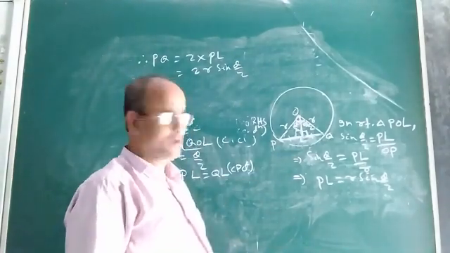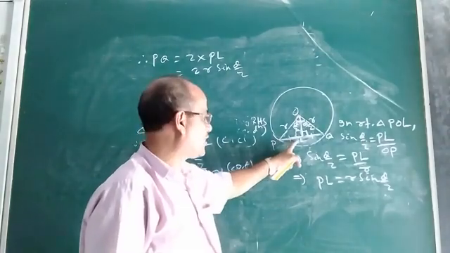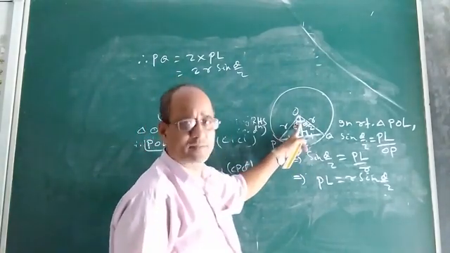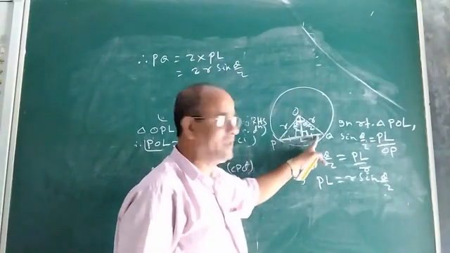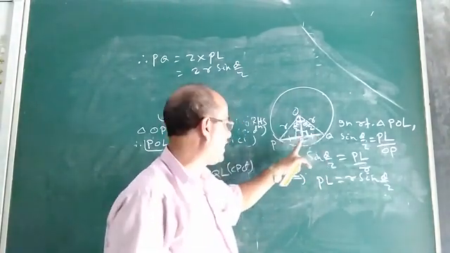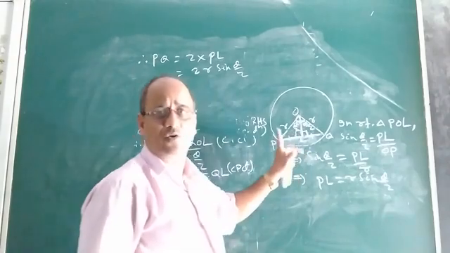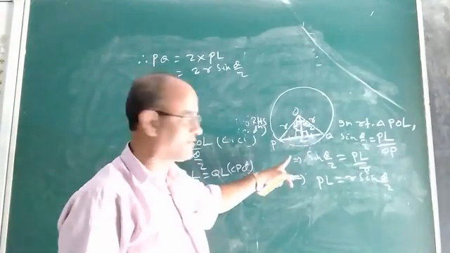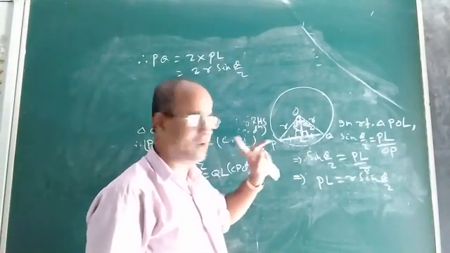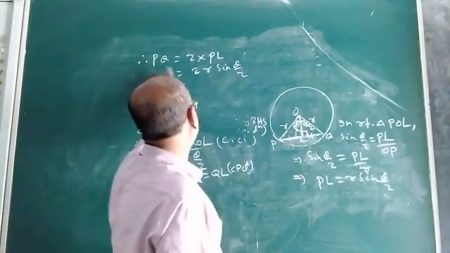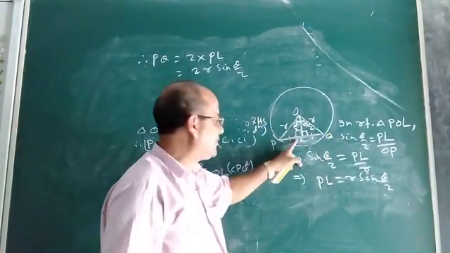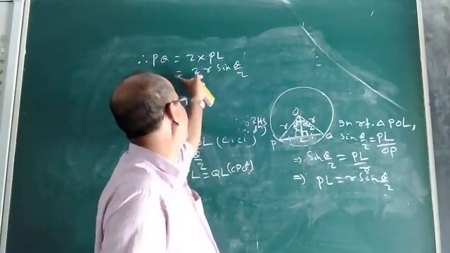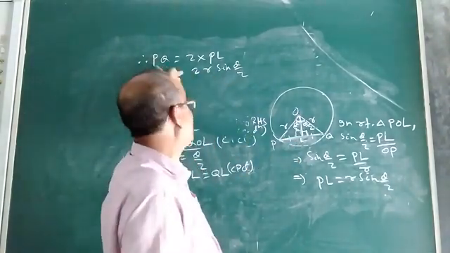So we got the value of PQ. We got it first by taking the sine ratio of this angle theta by 2, and we found the value of PL. Now PL and QL are equal because triangle OPL and triangle OQL are congruent by RHS condition. So PL must be equal to QL. So if PL and QL are equal, then this chord PQ will have length double the length of PL. Now substitute the value and get the value of PQ.